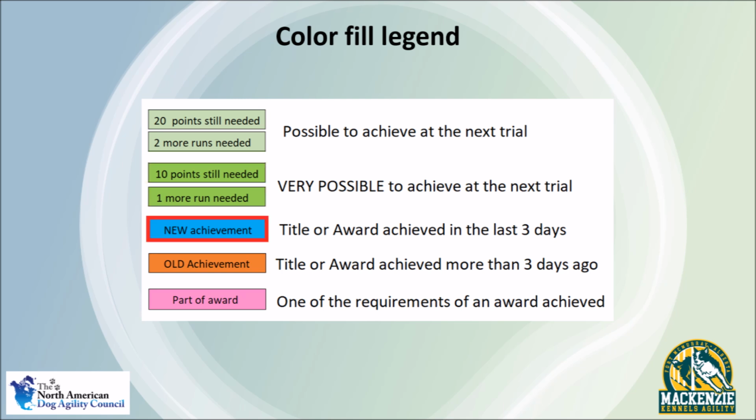Any new achievement, being a title or an award, will be highlighted in light blue. So if the date that you enter on the data sheet is less than 3 days from today's date, it will be blue, and after that it will turn to orange. And if it is only part of an award that has been achieved, it will show in pink.